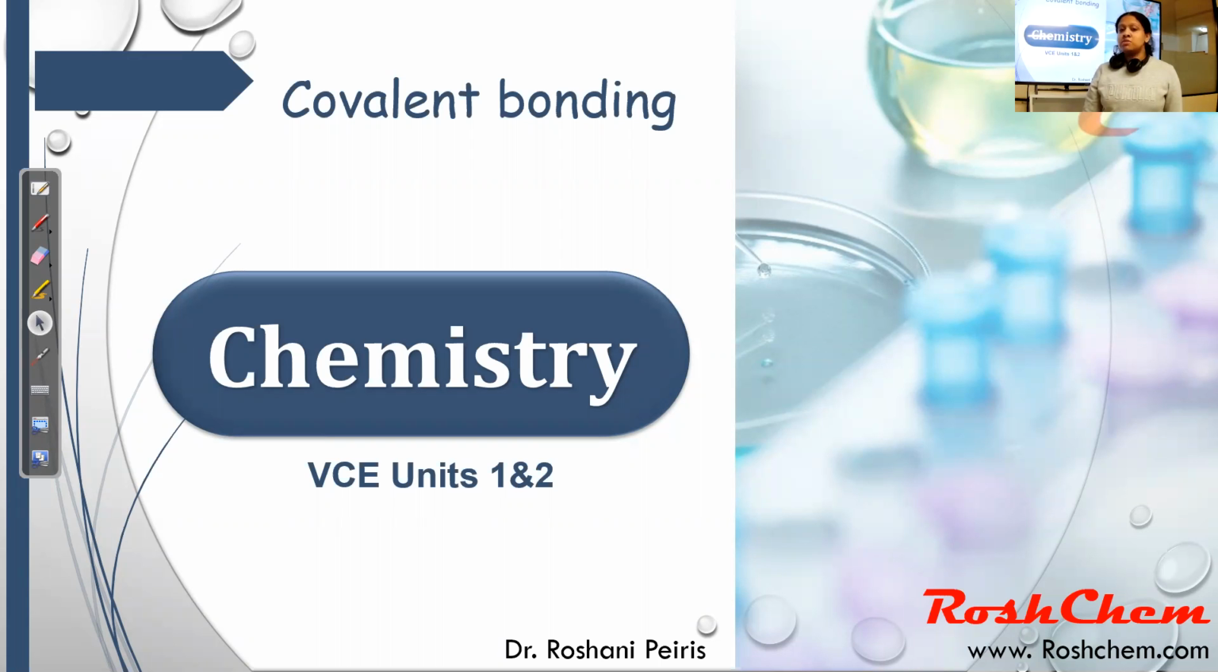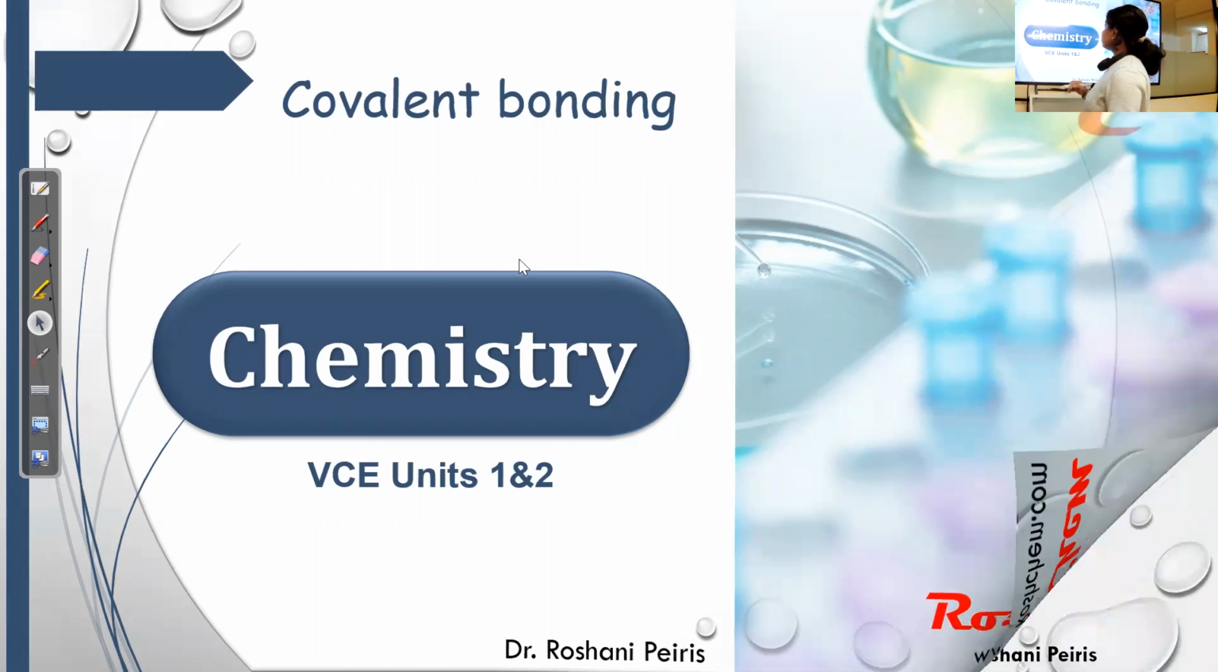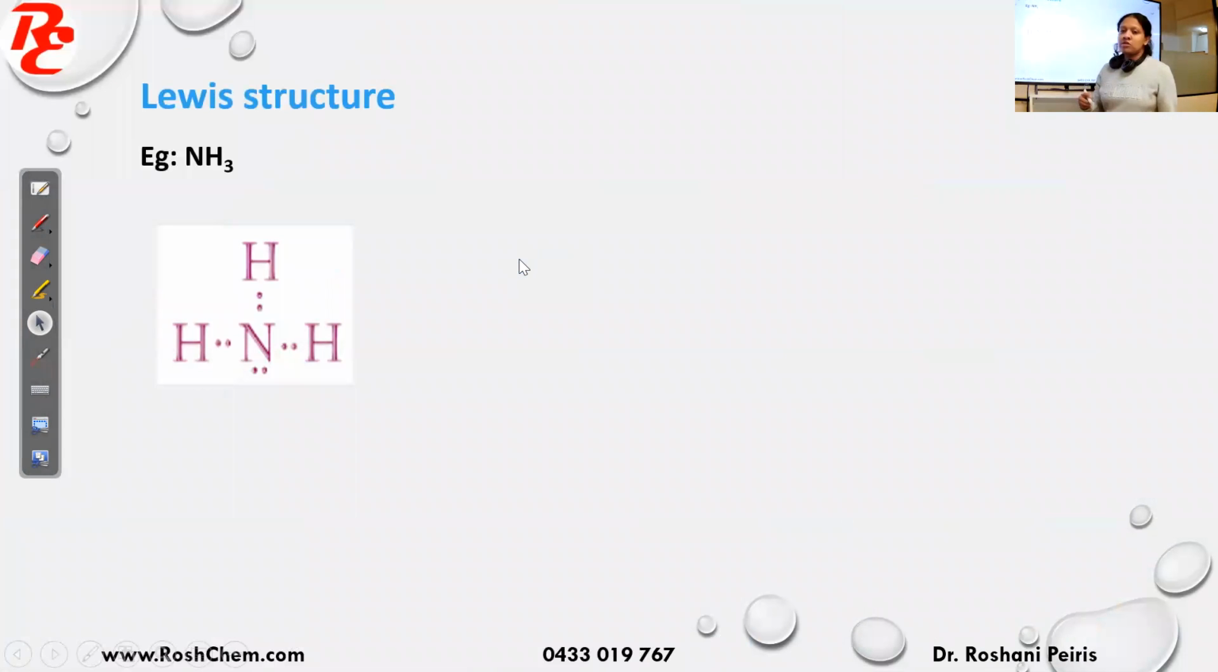In this video, I'm summarizing the lesson covalent bonding. So covalent bonds are formed between nonmetals. When nonmetals make covalent bonds, they share electrons. First, we will look at Lewis structures. So we'll take the Lewis structure of ammonia.